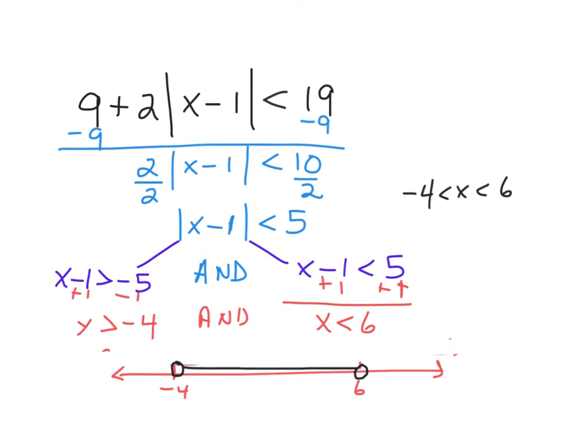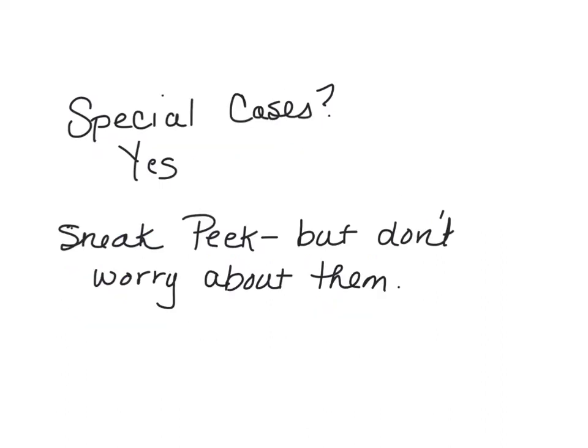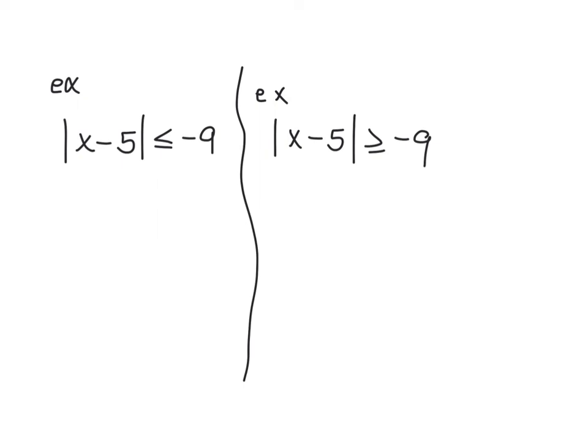Okay, so that's it. We isolate, decide if it's an and or an or, set up the two cases, solve and graph. I do want to just touch on special cases. This is just a little sneak peek. I don't want you to worry about them. I'm not going to test you on them. I just want you to be aware that they do exist. We don't have time this year to dive deeply into them. So here are two examples of special cases, and notice what they both are. They're both absolute values that are related to a negative number.